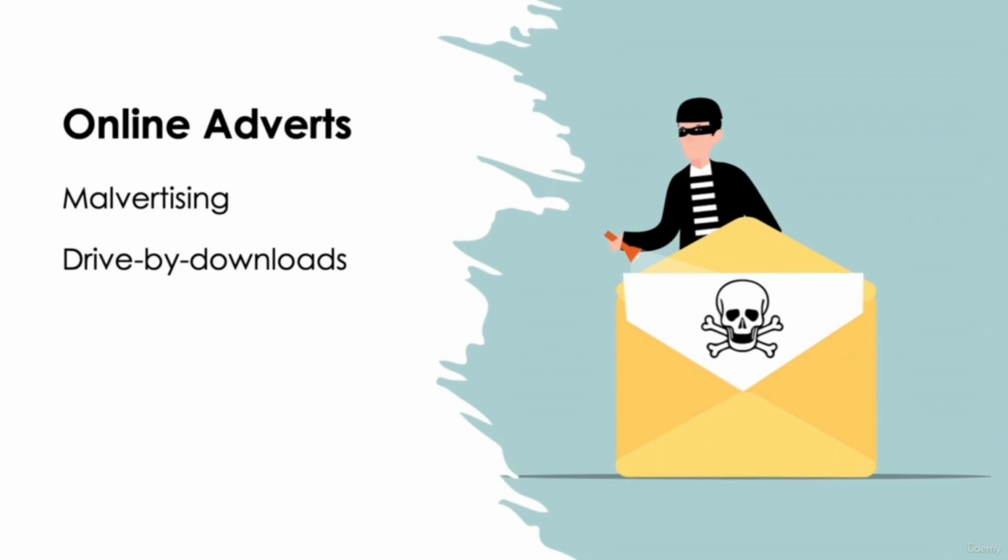Malvertising is a relatively new type of scam which is proving to be highly effective for hackers, since the innocence of online adverts means they can appear on otherwise very trustworthy websites, such as online newspapers or social media sites.